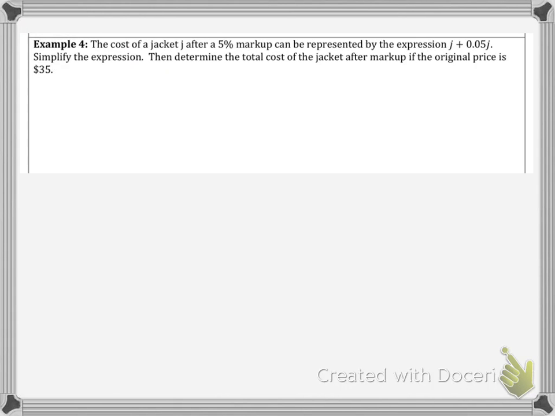Example 4 says the cost of a jacket J after a 5% markup can be represented by the expression J plus 0.05J. Remember that for markup we were putting percents into decimals. So the decimal of 5% is like 5 divided by 100, which gives us that decimal of 0.05.